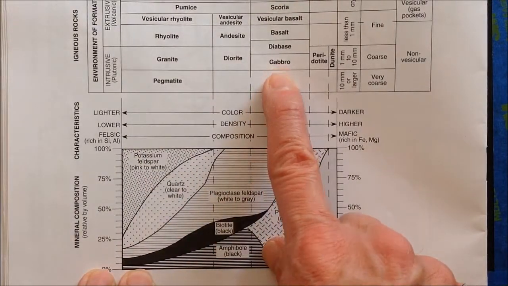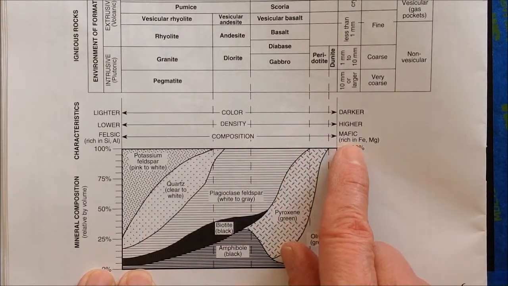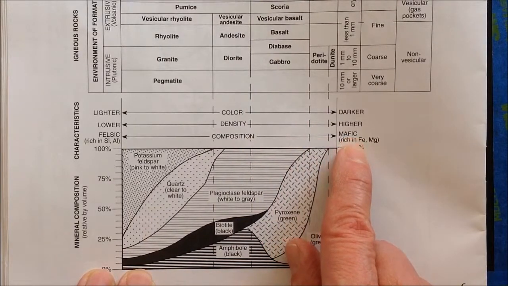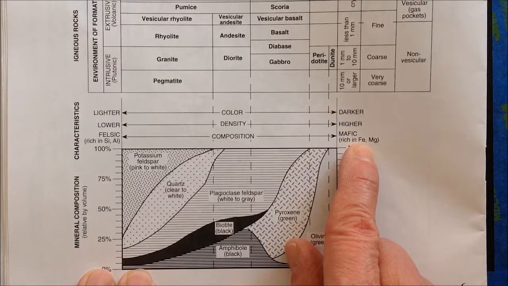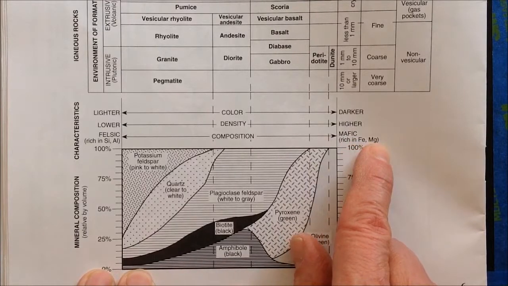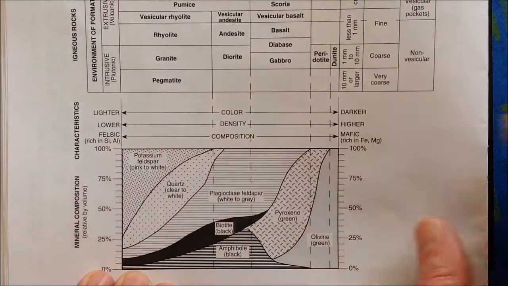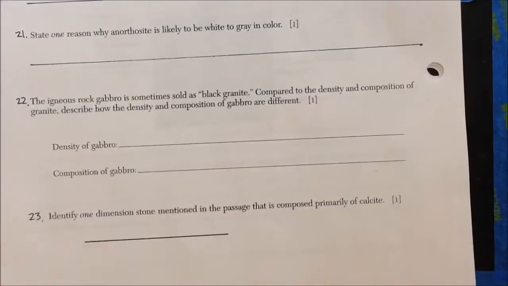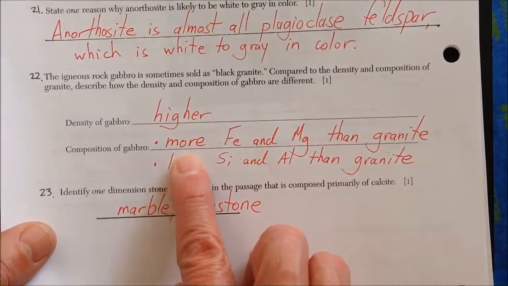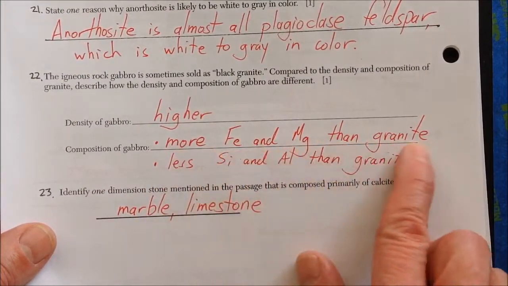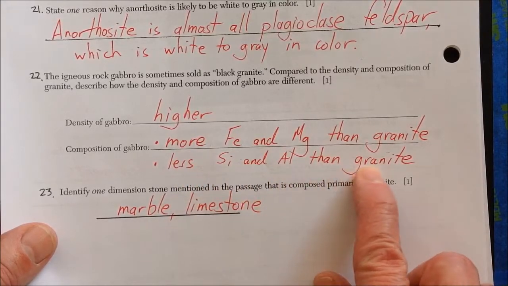The first thing that I went to is that gabbro is more on this side of the chart, so it is more mafic, you could say, that would work, and it has more iron and magnesium. I also said that gabbro has less silicon and aluminum than granite does. So my set of answers looks like this. I wrote higher for that one. I wrote that gabbro has more iron and magnesium than granite, or less silicon and aluminum than granite.